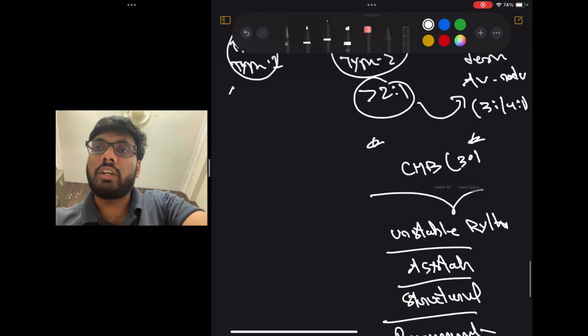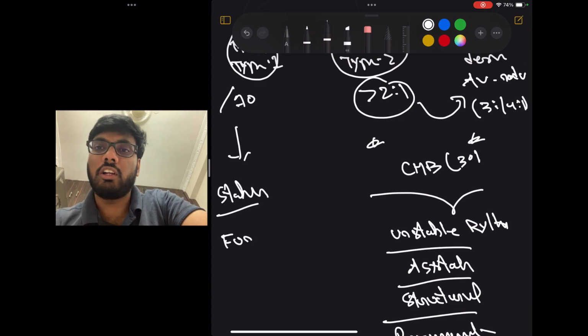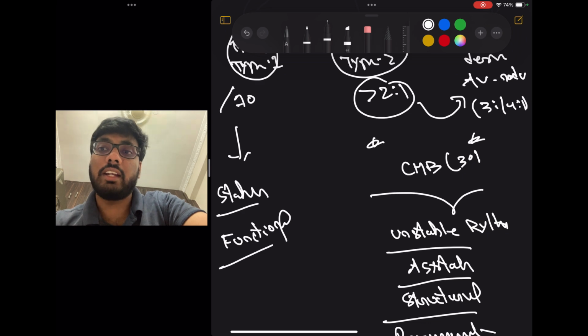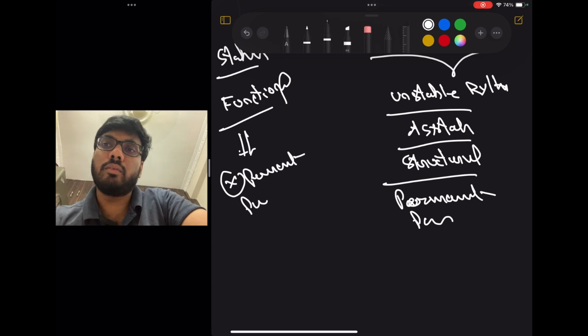Whereas Mobitz type 1 and the first degree AV nodal block are usually stable rhythms. They are usually due to a functional cause, not a structural cause, and usually do not require a permanent pacemaker.